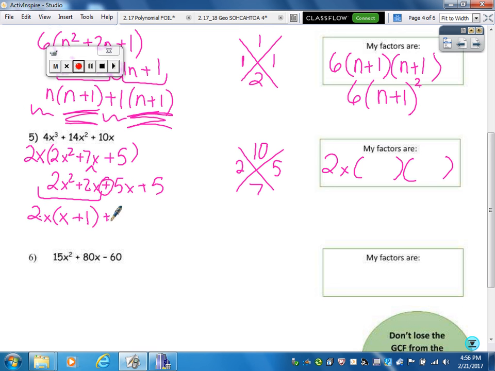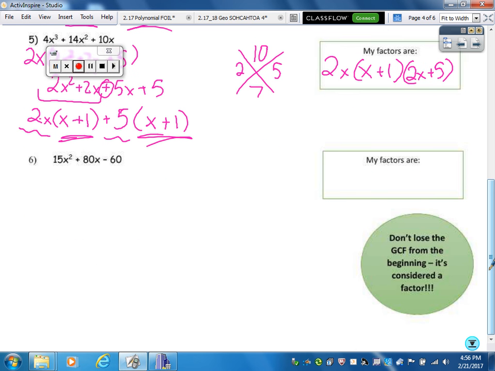Pull down that positive, and you know that 5 and 5 must have a 5 in common. So I've got an x and a, don't forget about it, 5 divided by 5 is 1. So my first factor there is the thing repeating, x plus 1. And my second one is the 2x plus the 5, the stuff on the outside.